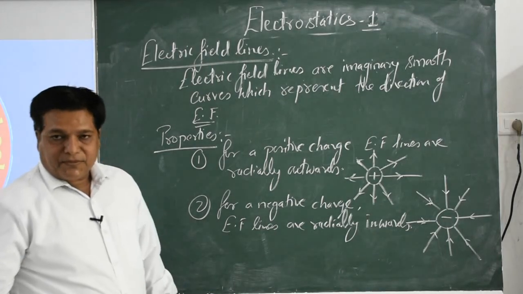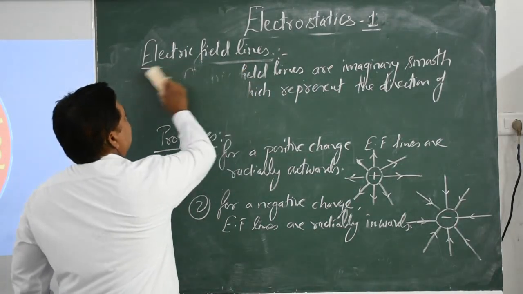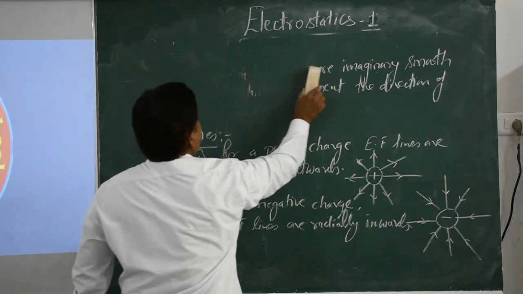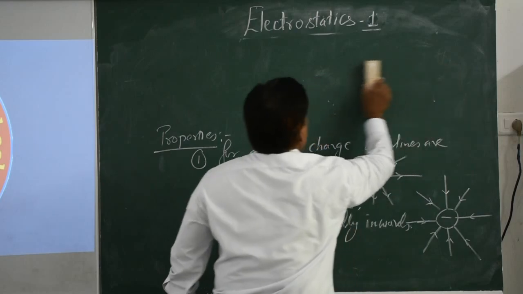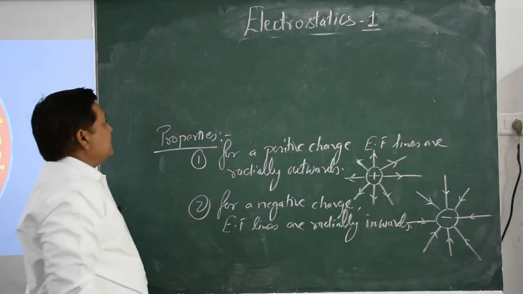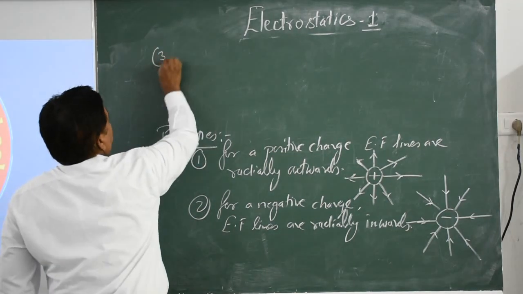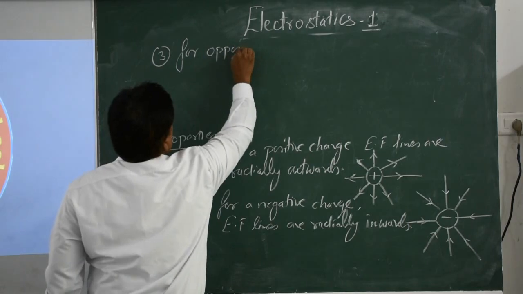Third property. What is the third property of electric field lines? These are just assumptions and just imaginary lines. Third property for opposite charges. Suppose that opposite charges are there, then we can say that for opposite charges, two charges are placed.